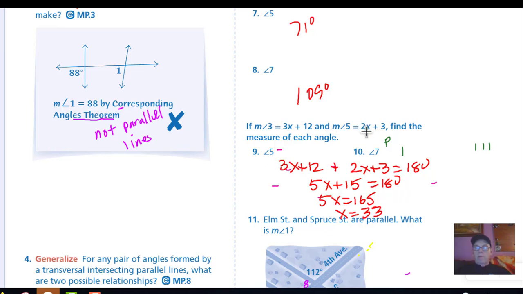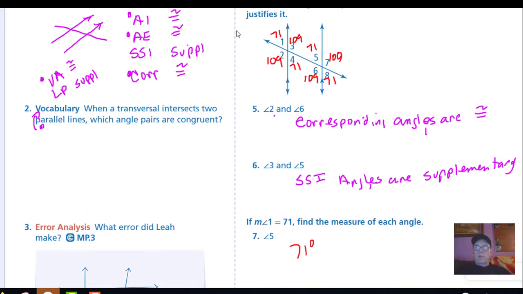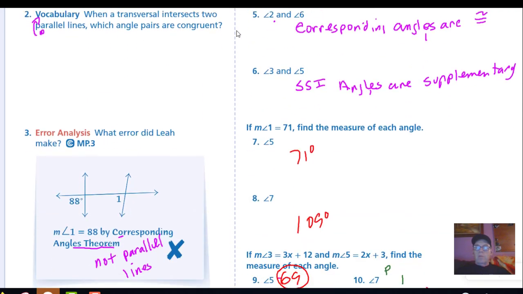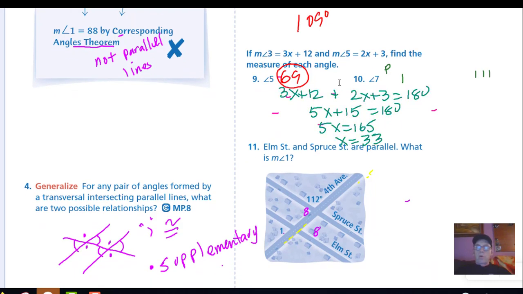Measure of angle 5 is going to be 2 times 33 plus 3, which is 69. And measure of angle 7, I go back up to see where angle 7 is. Angle 7 is supplementary. So supplementary to 69 is going to be 111. So that angle is going to be 111.